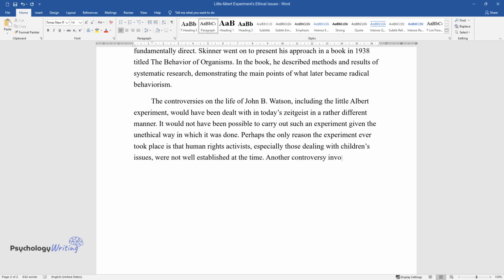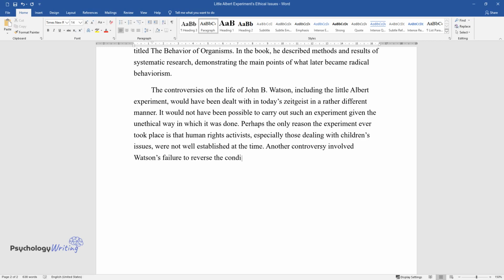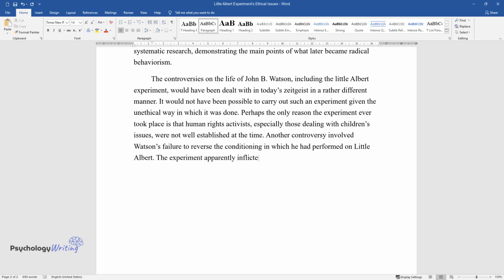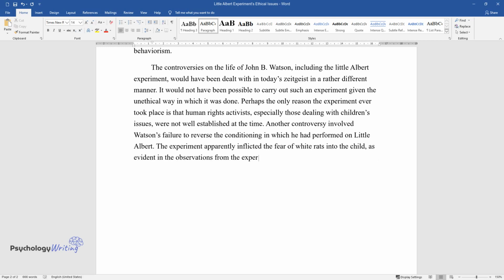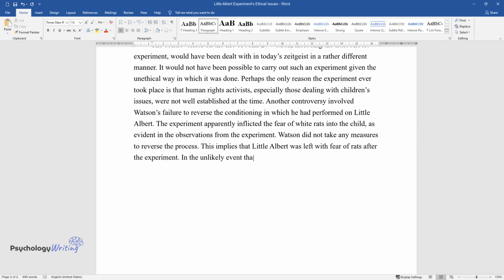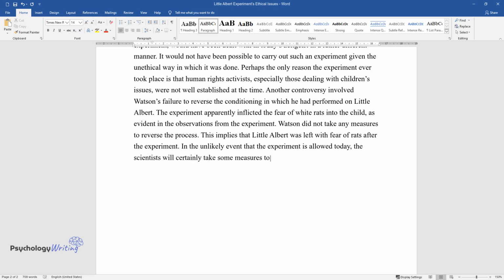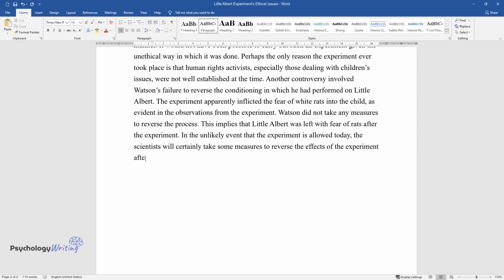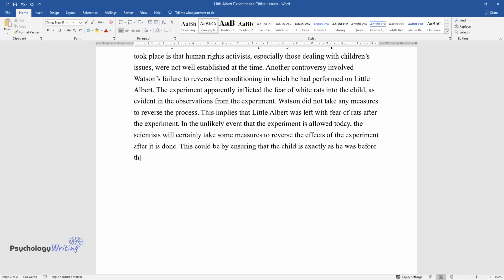Another controversy involved Watson's failure to reverse the conditioning which he had performed on Little Albert. The experiment apparently inflicted the fear of white rats into the child, as evident in the observations from the experiment. Watson did not take any measures to reverse the process. This implies that Little Albert was left with fear of rats after the experiment. In the unlikely event that the experiment is allowed today, the scientists will certainly take some measures to reverse the effects of the experiment after it is done. This could be by ensuring that the child is exactly as he was before the experiment took place.